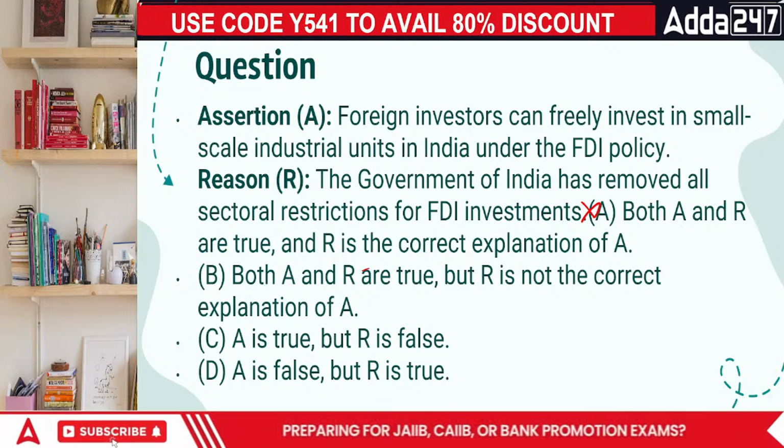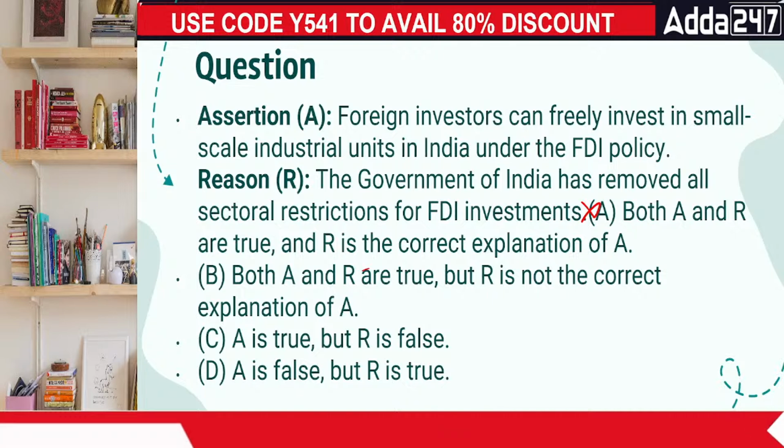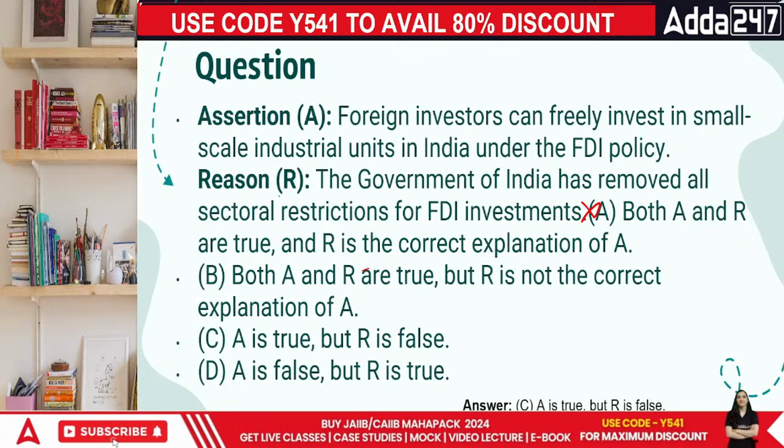Indian small scale industries are already affected badly. So how can we just turn blind towards it, saying okay, let's just remove all the particular points which affect it badly? So in this case, what's gonna be the point? The answer is C. A is definitely true, but R is definitely false.